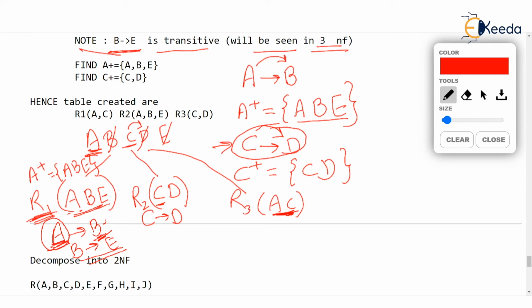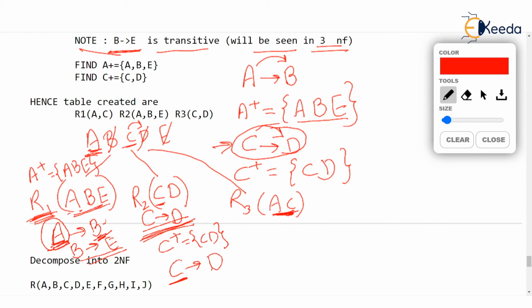Leave it. Okay, who is the candidate key in R2? Come on, C is the candidate key. That's how we got this, isn't it? C plus is CD. That's how we got this. So C has ability to determine all the attributes of R2. Then talk about this dependency. C determines D. Is this partial dependency? No, because left hand side is perfectly a candidate key, complete candidate key. Then this is not partial.